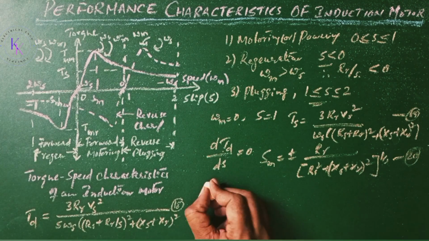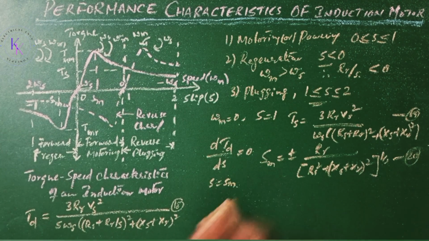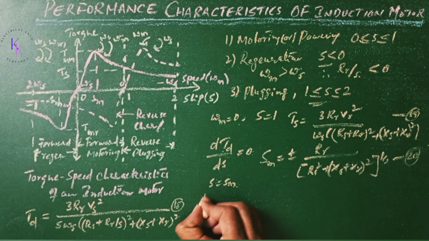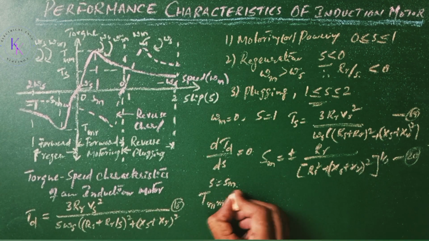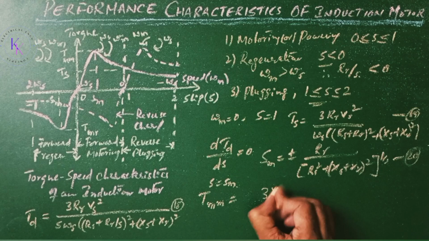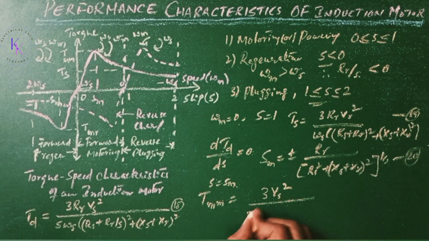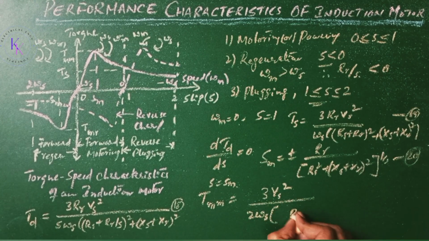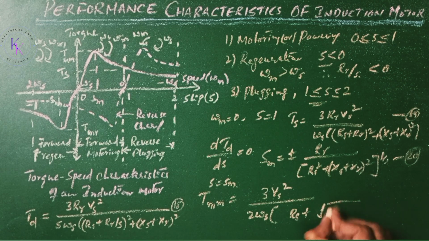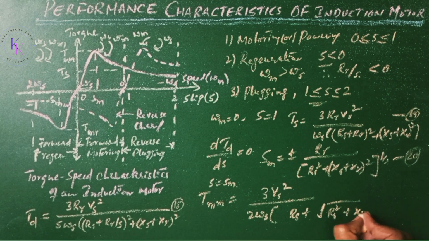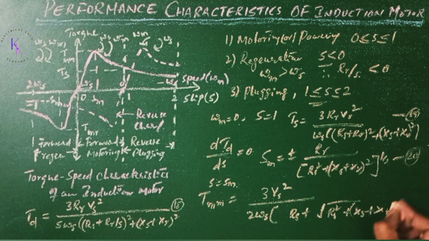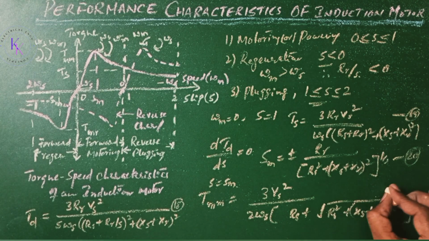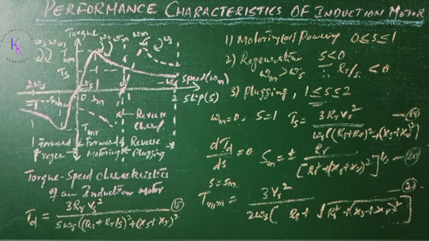Now substituting S equals Sm in equation number 18 gives the maximum developed torque during motoring, which is also called pull-out torque or breakdown torque. That pull-out torque or breakdown torque Tmm is given by 3 Vs square divided by 2 omega s of Rs plus square root of Rs square plus (Xs plus Xr) square. This is equation number 21.